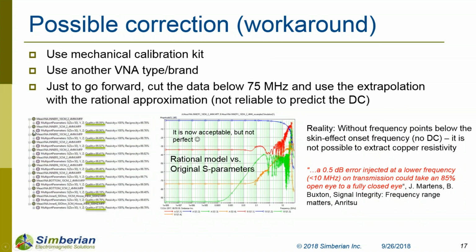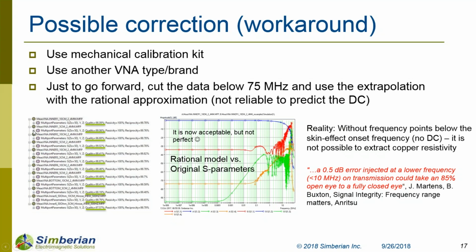So one possible correction we tried was to switch the calibration kit and use a mechanical calibration kit. But the problem with that one was it only went to 26.5 or 27 gigahertz. So we couldn't go so far in frequency. So one way we did it was we cut the data below 75 megahertz, and we did extrapolation with a rational function fit down to DC.